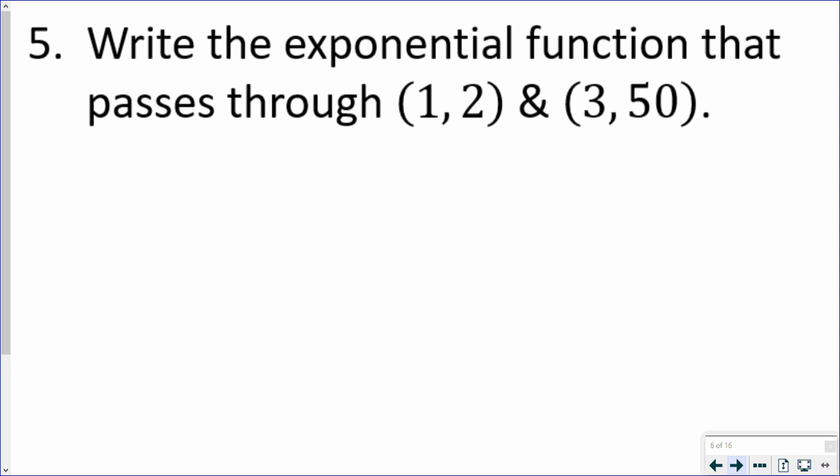1 minute left. Thirty seconds. Ten seconds.